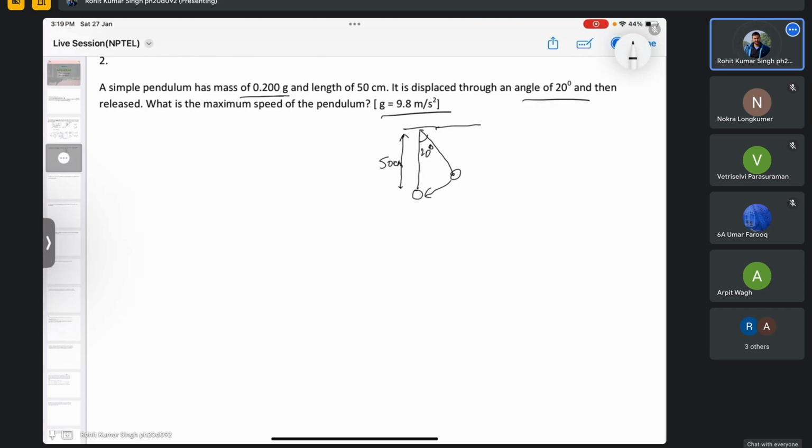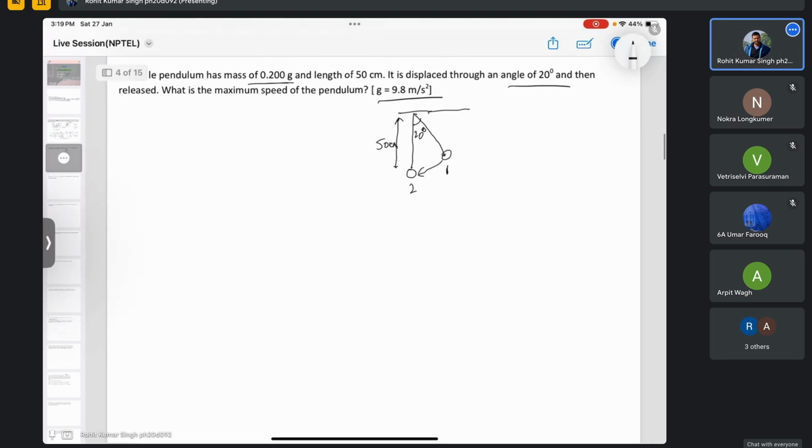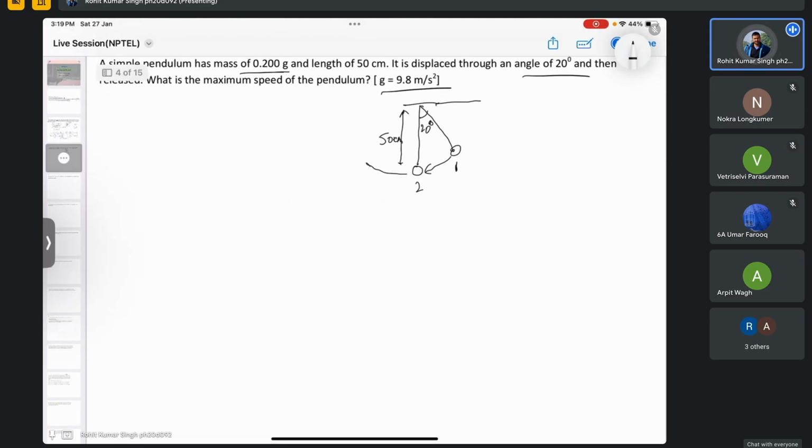Anyone? Is it here? So is it position 1, position 2, or let's say when the pendulum comes to the extreme left, position 3? Where do you think the pendulum will have maximum speed? Anyone?